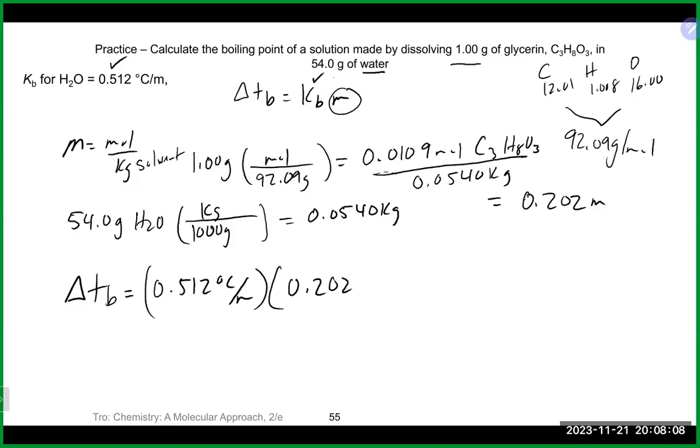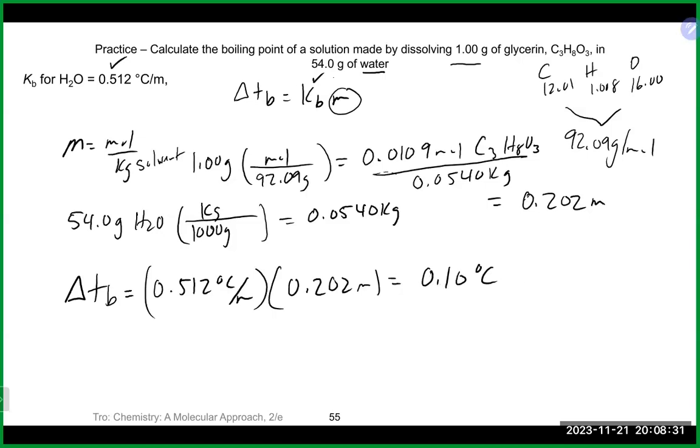Let's make sure I have the right number there. Feels a little bit off there. Divided by 0.054. Yep, okay. And that will be our molality here. So that's going to give us 0.512 times 0.202. That's going to give us 0.10 degrees Celsius.